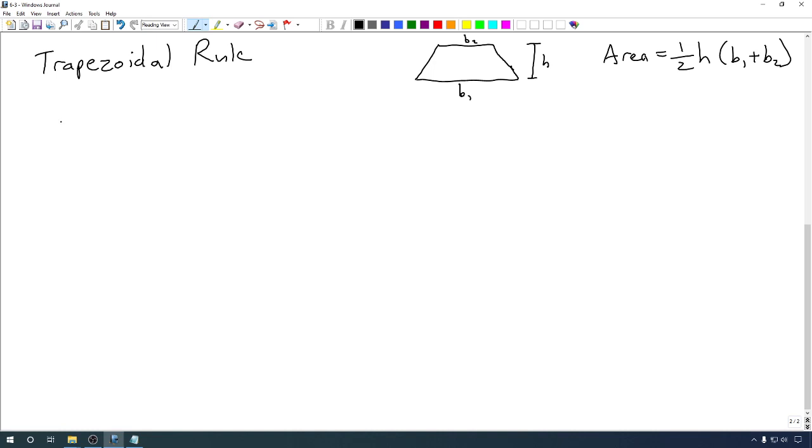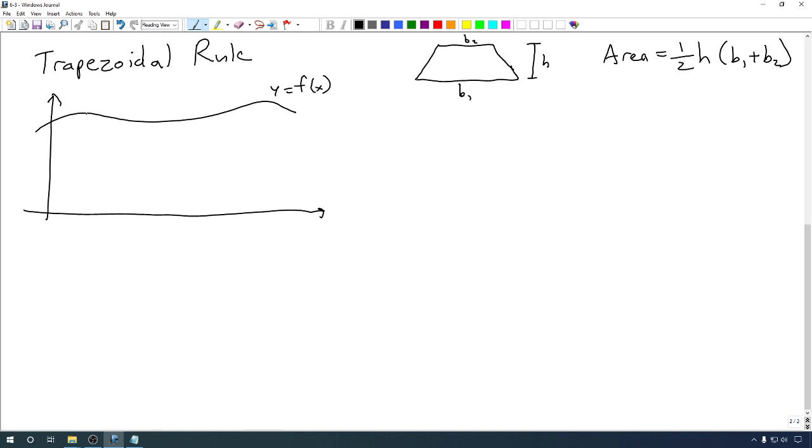Just like with the midpoint rule, if we start off with our function, so from a to b, we're going to divide our interval up into subintervals. But we're going to use equal widths again. So we're going to have delta x is equal to b minus a over n, where n is the number of trapezoids that we're going to be using.